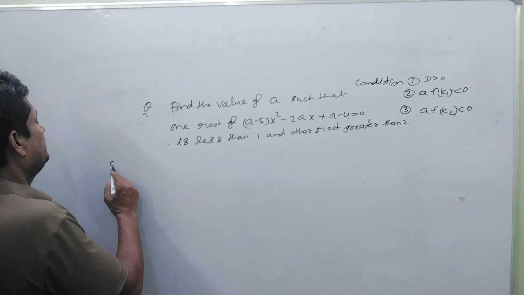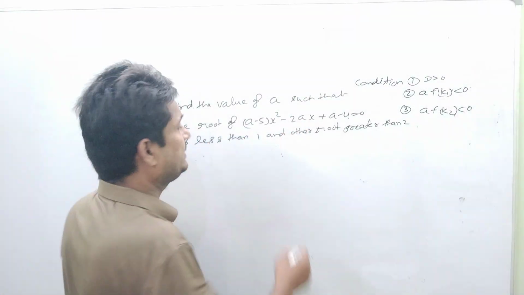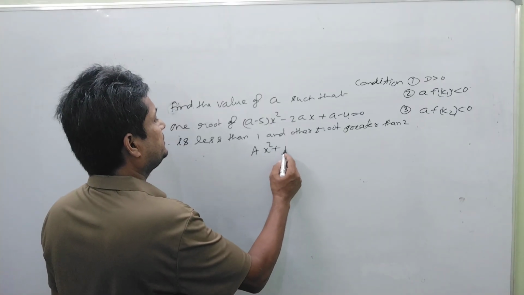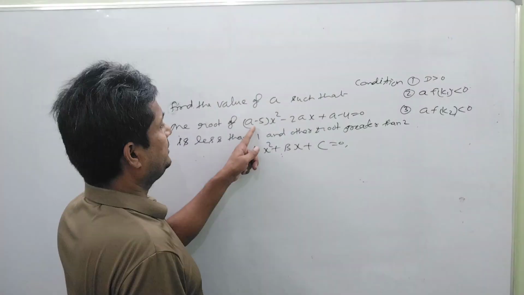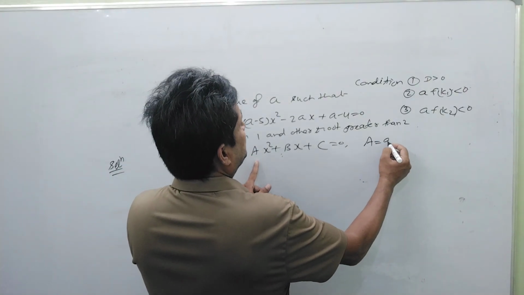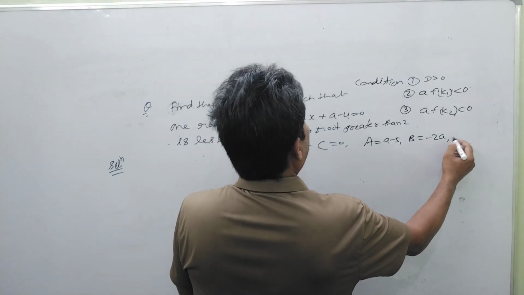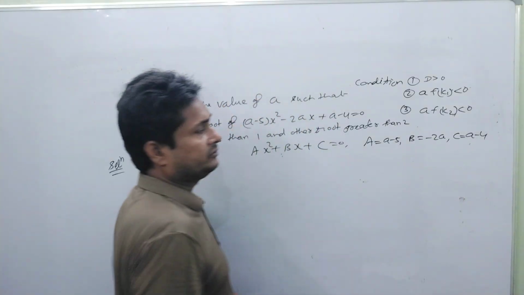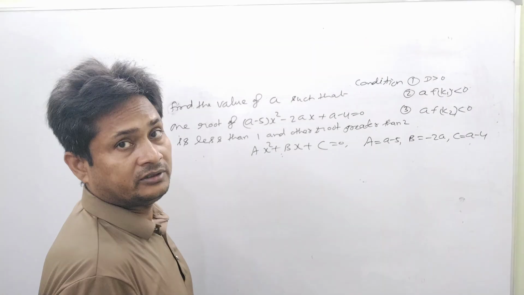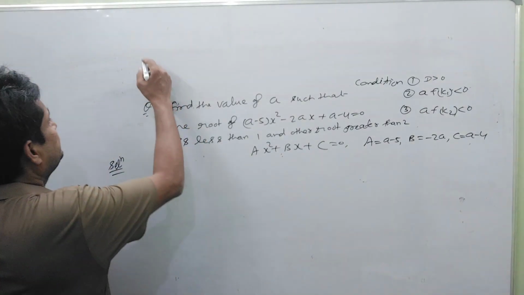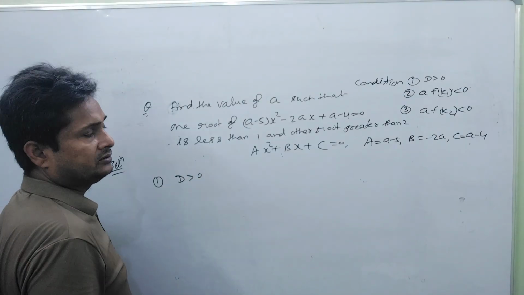So how will you solve? First compare this with any quadratic equation Ax square plus Bx plus C is equal to 0. What is capital A? A minus 5, and capital B is minus 2a, and capital C is a minus 4. So first condition we have to apply: D must be greater than 0.